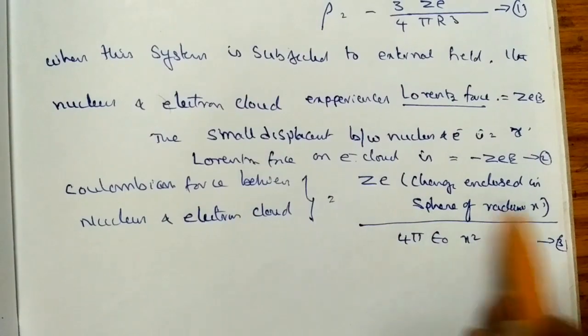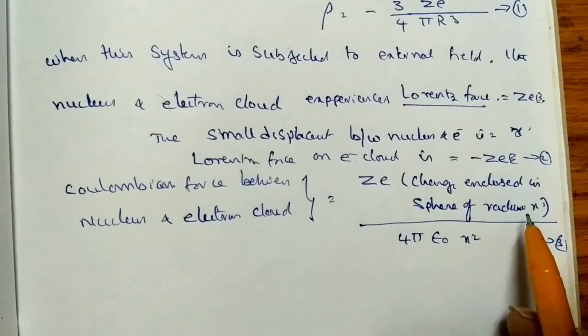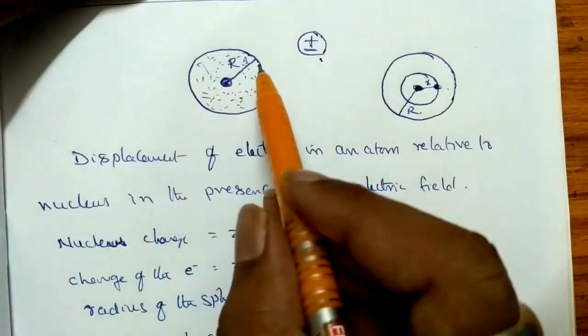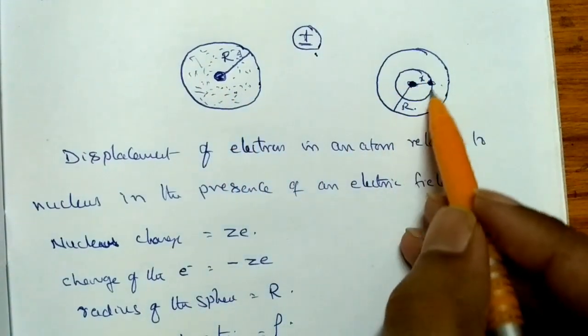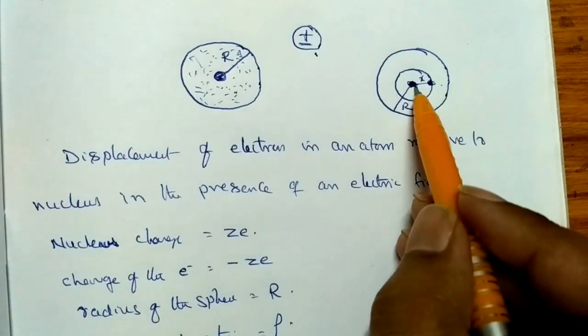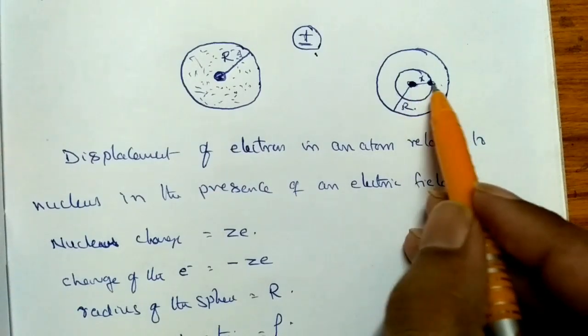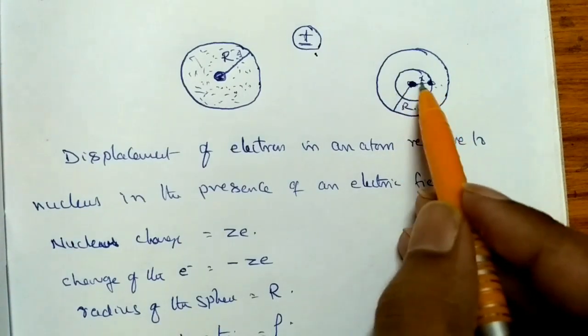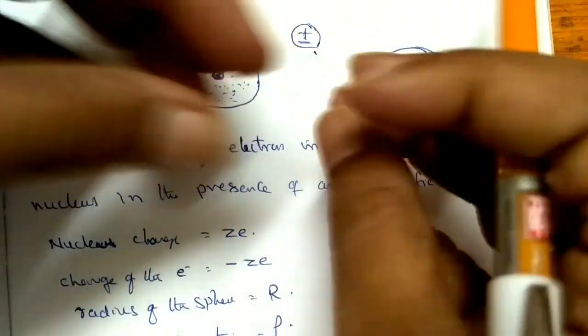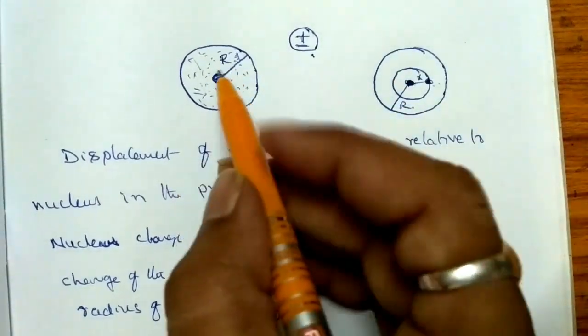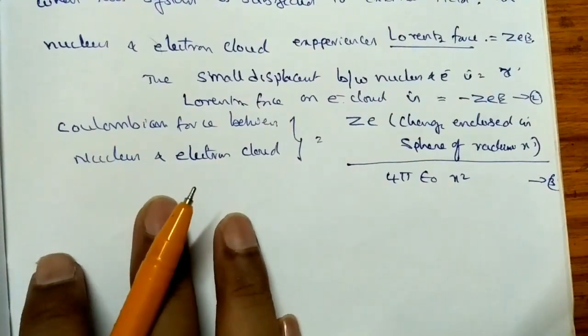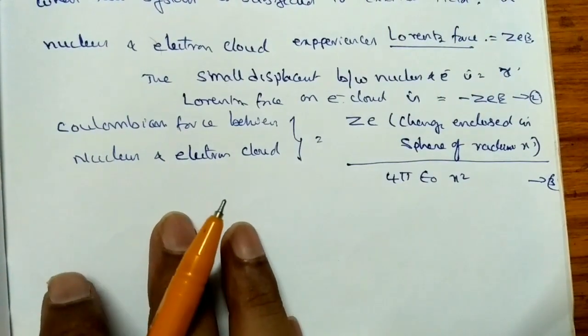Now I have to find the charge enclosed in the sphere of radius x. That means this R radius wants to separate from this sphere, but the sphere which has radius x tries to combine again. That means the Coulombian force, an attractive force, acts on this small sphere. The repulsive force acts on the big sphere. Now we have to find the charge enclosed in the sphere of radius x.